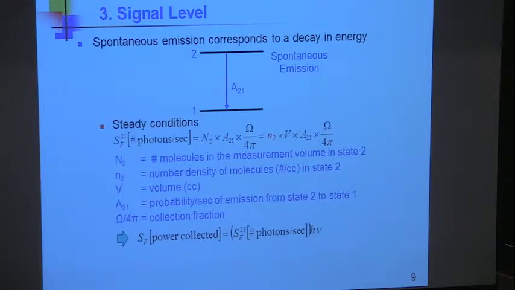Now we can start asking, how strong is the signal level? We can imagine our 2-level system, which holds up even when we have many levels. We just imagine that we're talking about emission from 2 back to 1. So we've excited level 2 somehow with a laser, and we produce some excess population in level 2, and the probability of it emitting back to a specific level 1, which would tell us the wavelength, the probability of that happening per second is A21.